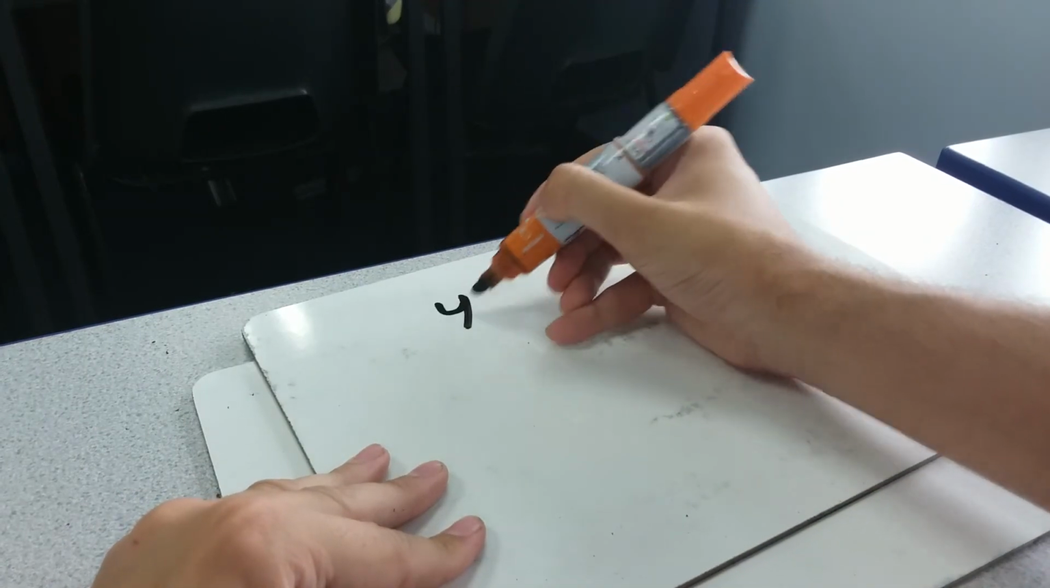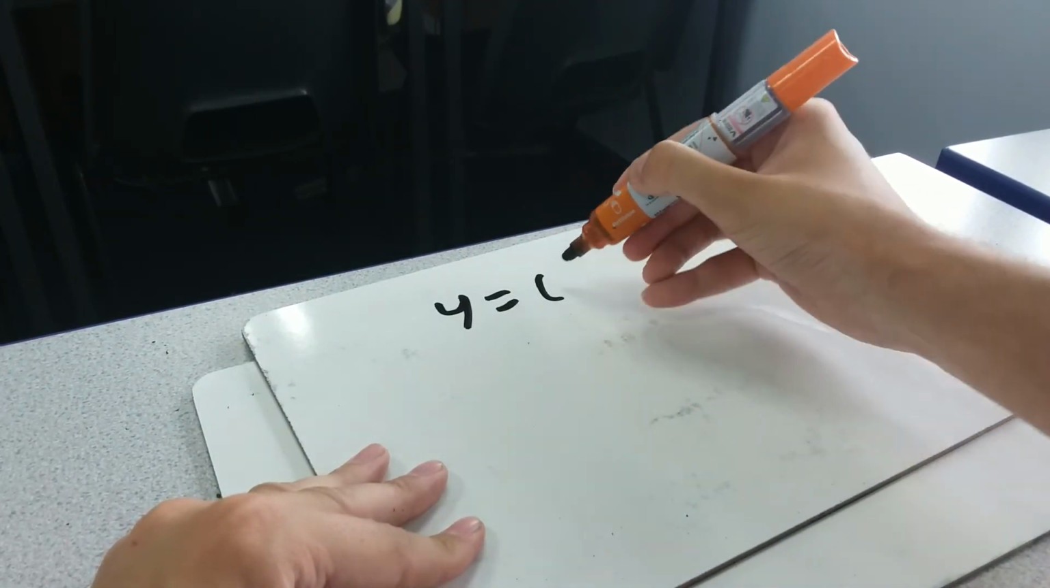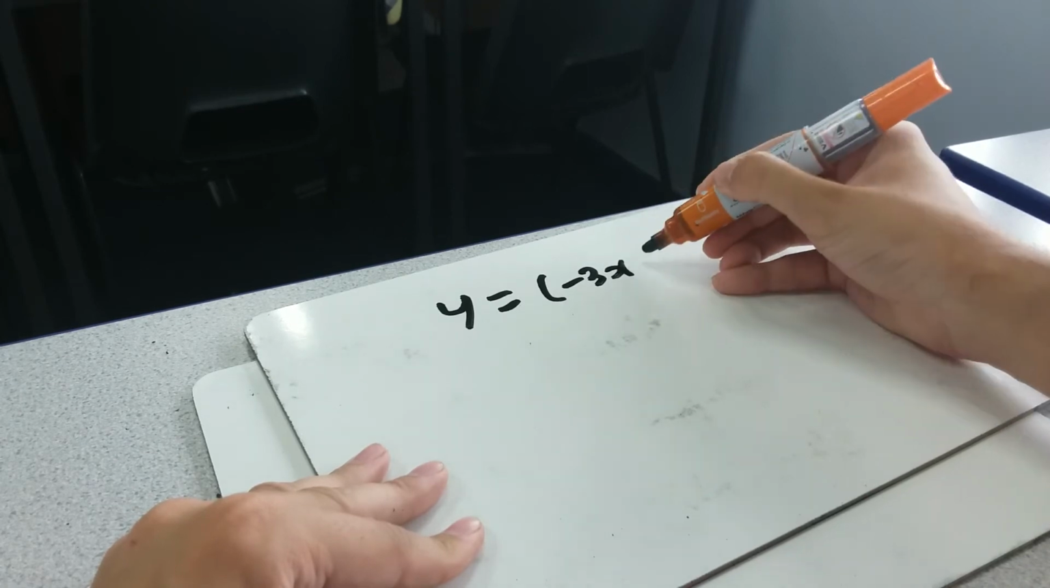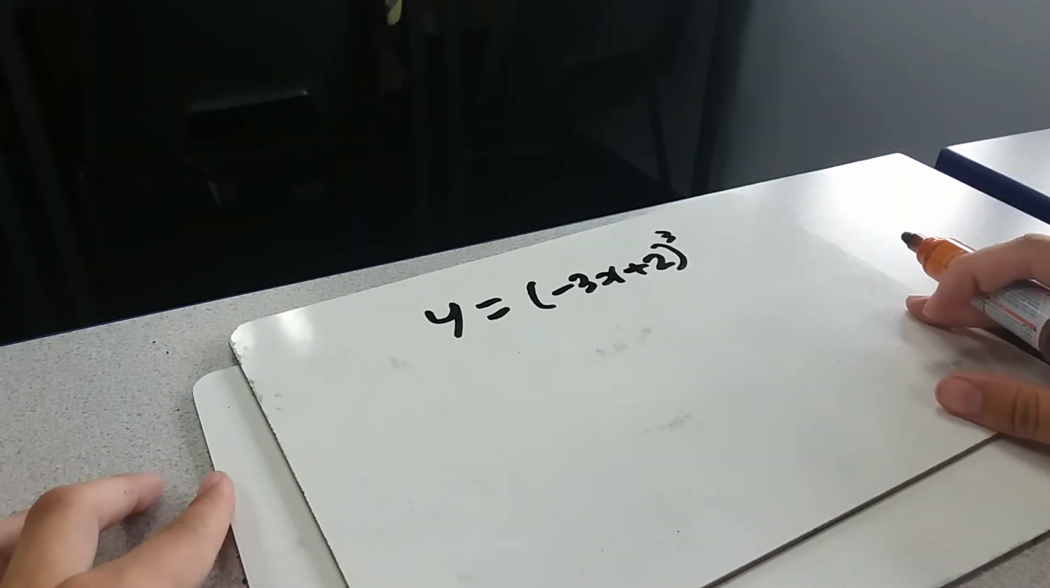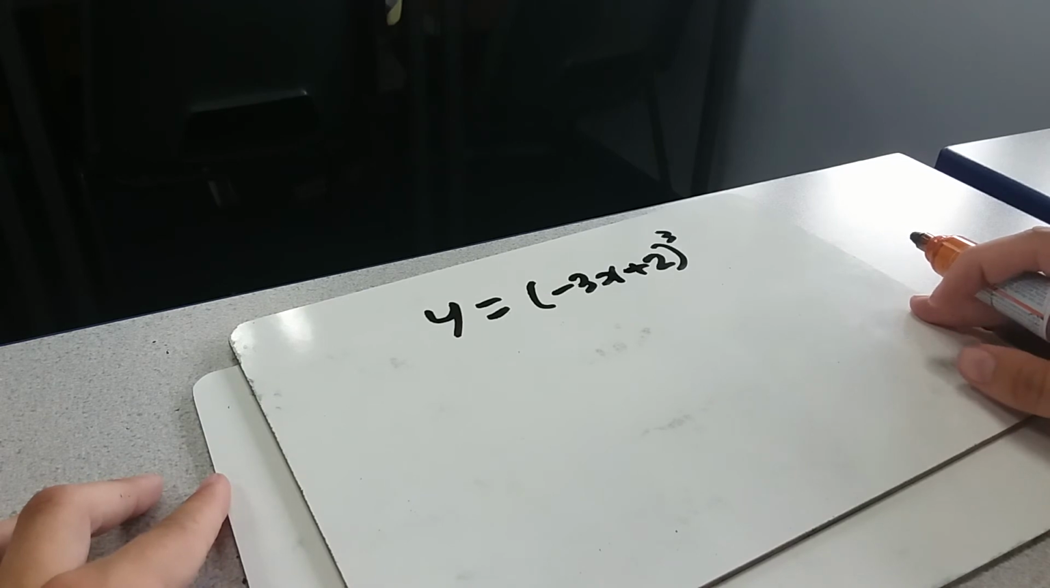Similar sort of style. Have a go at this one. Y equals minus 3x plus 2 to the power of 3. Pick a correct value of u, you want the thing inside the bracket, and you might want to pause the video at this point.